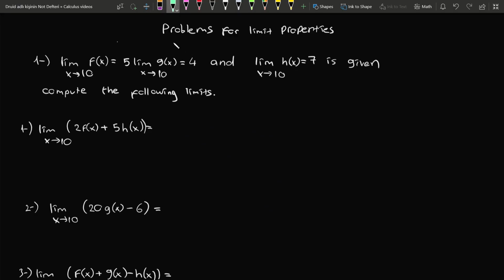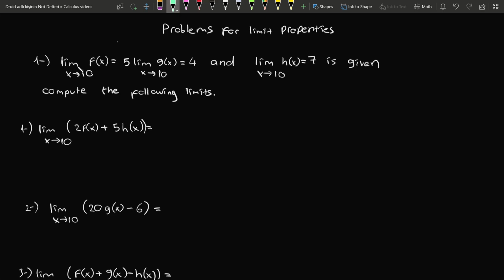Welcome everyone. Let's solve some problems for limit properties. The limit of f(x) as x approaches 10 is equal to 5 times the limit of g(x) as x approaches 10, which is equal to 4. And the limit of h(x) as x approaches 10 is 7. These are given to us and it wants us to compute the following limits.